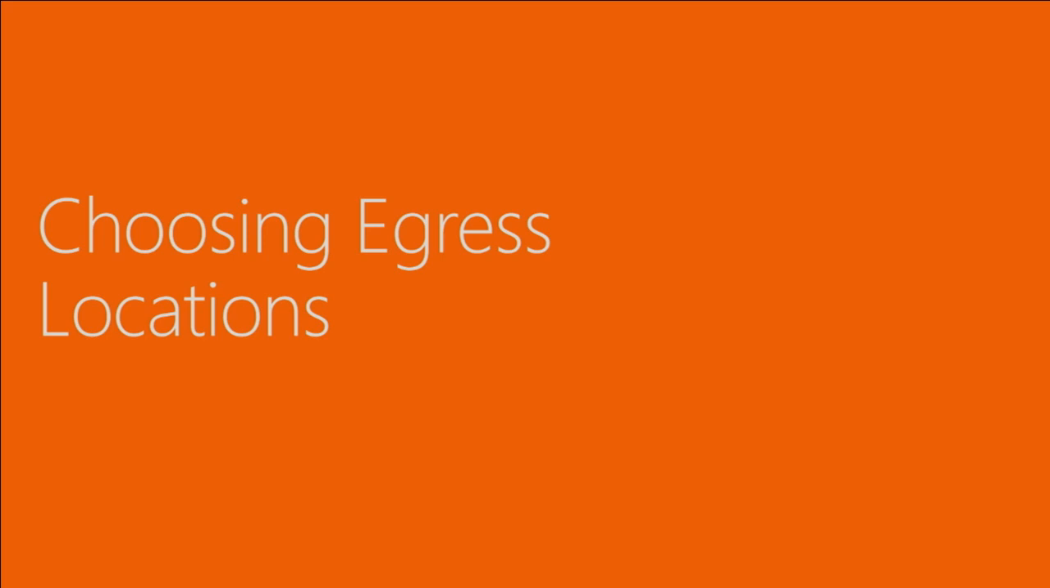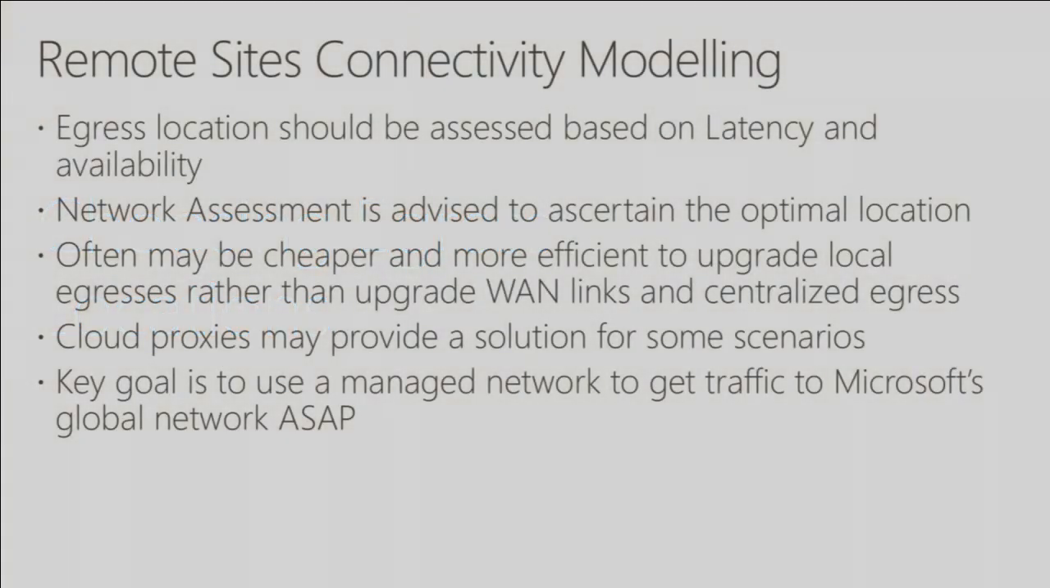So, moving on from those three options, we've chosen our option. We know the pros and cons. We've chosen what's best for our enterprise. But how do I choose where to egress? So this isn't an easy answer.